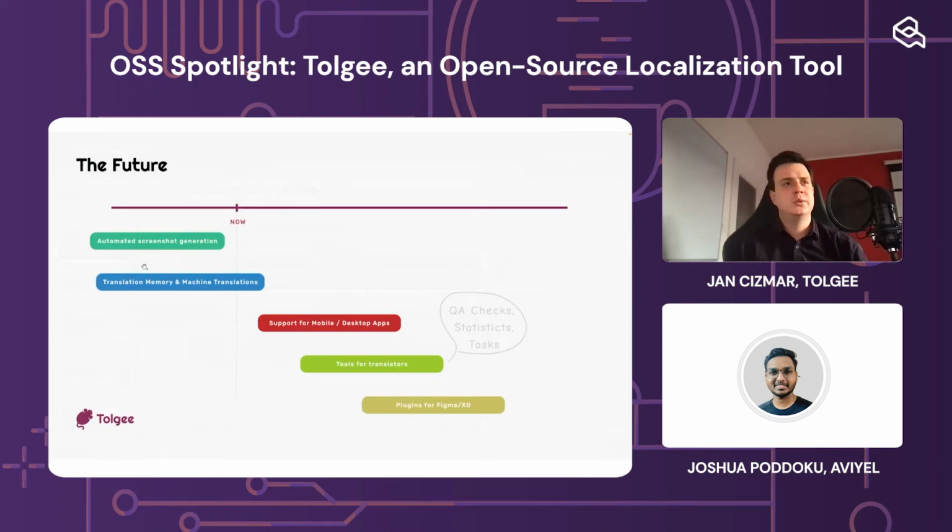The future. So what is coming? We just released the translation memory and machine translation features, which was a huge task we have been working on for two months. So now it's done. Now it suggests translations from Google Translator. Now it can automatically translate your new keys, and you have visual feedback on how it was translated and such. So this was pretty important.